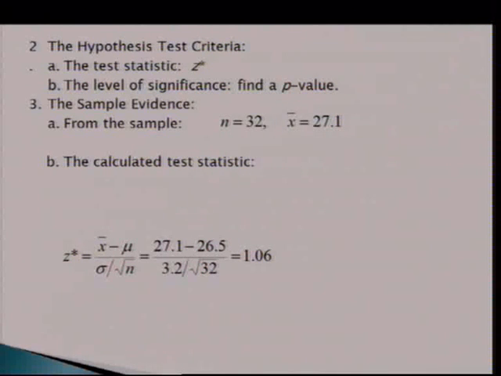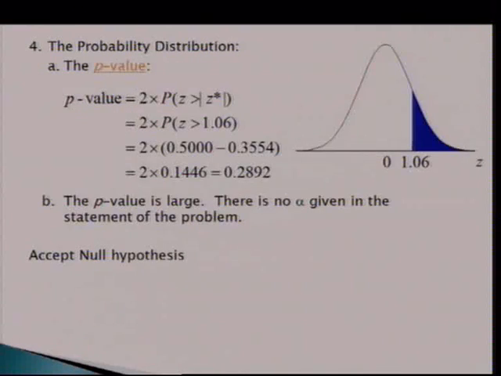Now the sample evidence is that from this sample, n equal to 32, the mean we have got is 27.1, and the calculated test statistic, that is x bar minus mu divided by sigma, the standard deviation, upon the square root of n, we are getting as 1.06. Now we have to find out the p value once again.